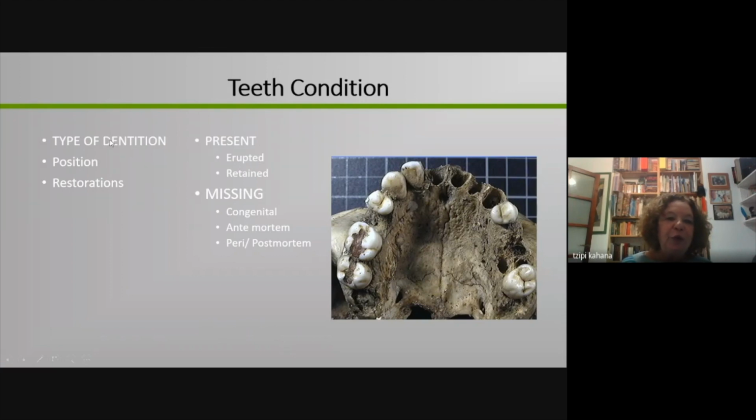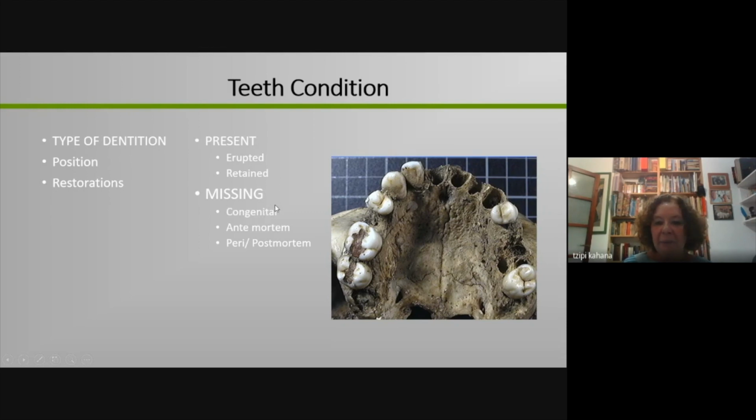First of all, we want to know which type of dentition it is. Is it a primary tooth or is it a permanent tooth? We want to make sure that each tooth is in its proper position. Maybe it's rotated, maybe it's not within the same line with the rest of the teeth. We want to say if we see it present, if it's erupting or if it has erupted, or maybe it is retained within the bone.